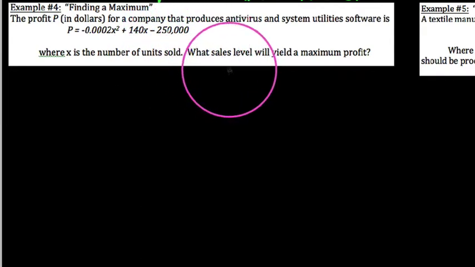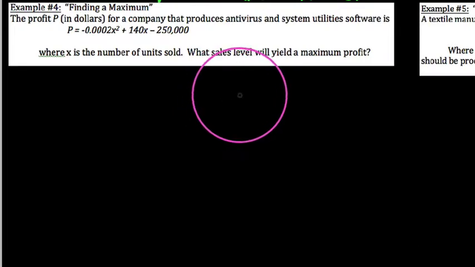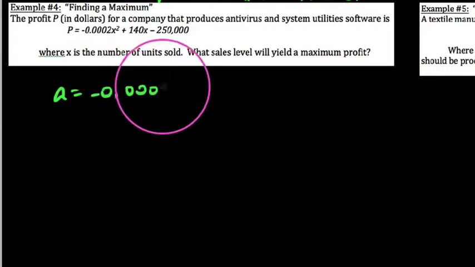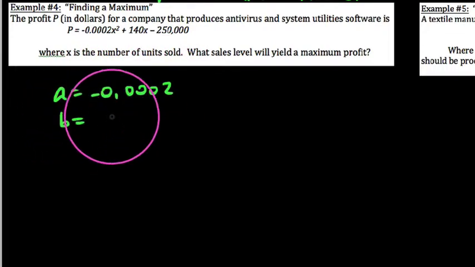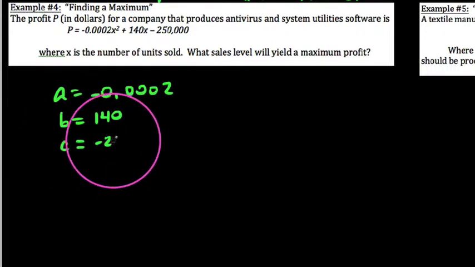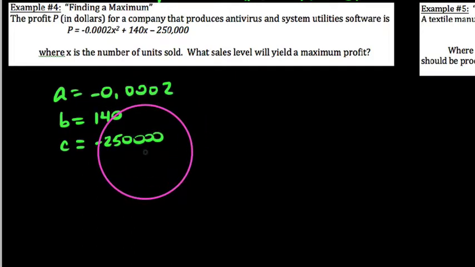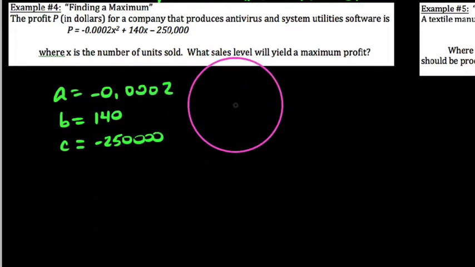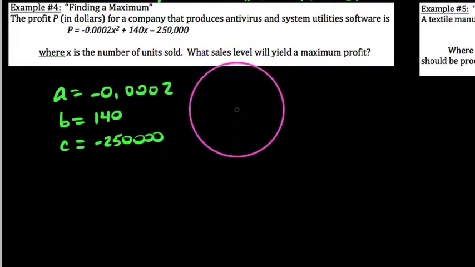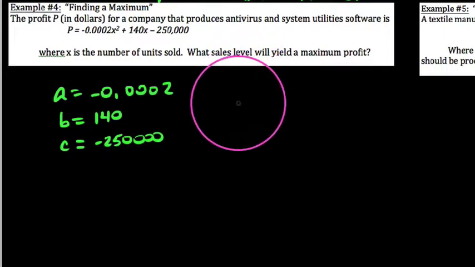Notice I did not ask you for the maximum profit, even though we could find this. According to our definition up here of how to find the vertex, given ax squared plus bx plus c as our rule, in this instance a is negative 0.0002, b in this equation is 140, and just for fun, to see that we can identify this, c is negative 250,000. But we just want to know how many units we would have to sell. What level of sales would produce this maximum profit?